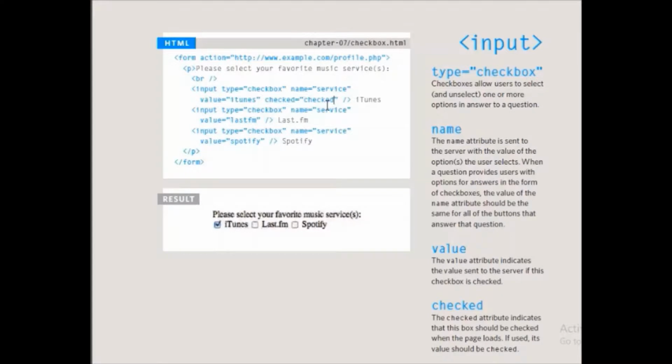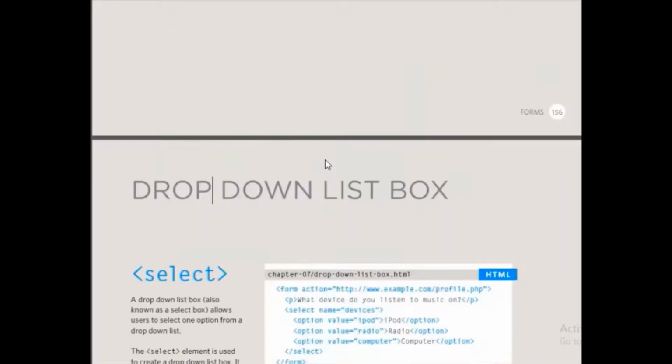Why are we giving name, service to all of them? Because we want them to be part of the same checkbox group. These three checkboxes fall in the same category, in the same group, but with checkboxes you can select multiple or all of them, right? Again, the value is very important here. Value iTunes, value Last FM, value Spotify. It will tell you which of the checkbox buttons were checked.